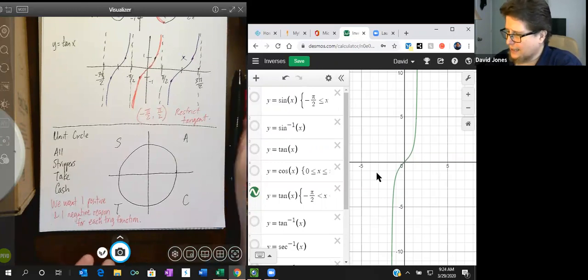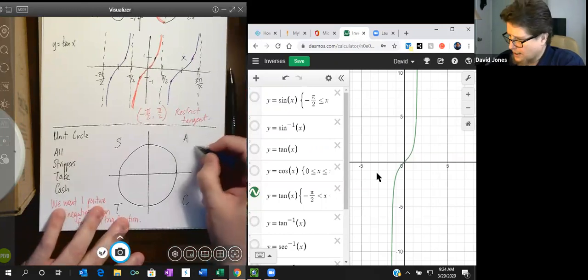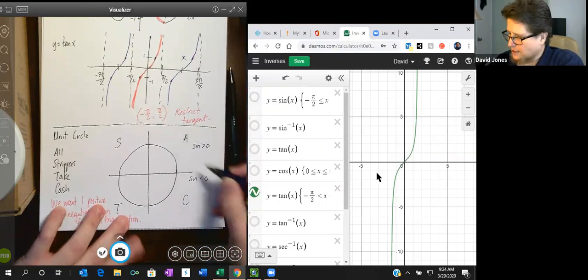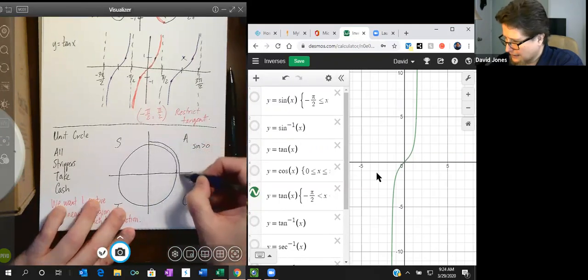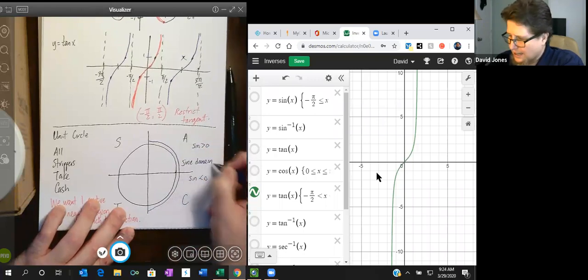So for sine, it is greater than 0 up here, less than 0 down here. So we use this region for sine. That'll be our sine domain. And you can see that's negative pi over 2 to pi over 2.